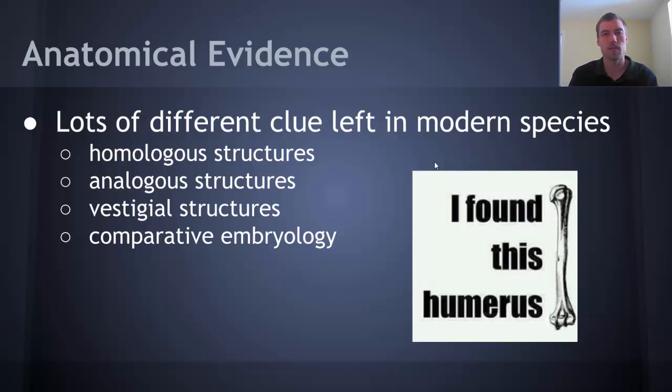Anatomical evidence is the next piece of evidence we're going to take a look at. And within anatomical evidence, we are going to be looking at 4 different things. We're going to take a look at homologous structures, analogous structures, vestigial structures, and comparative embryology. And these are all clues that have been left in modern species. So we're not looking at fossils, we're looking at the anatomy of current species.